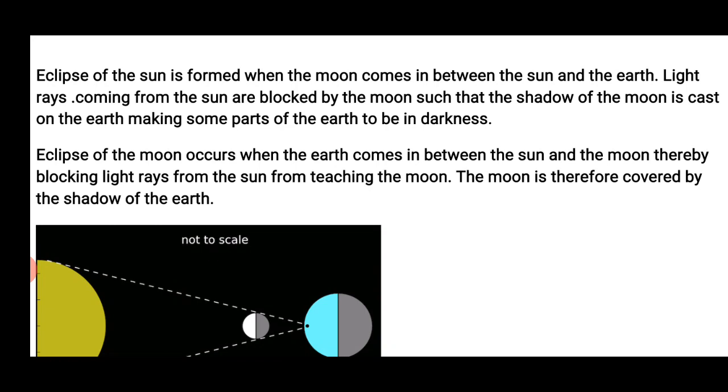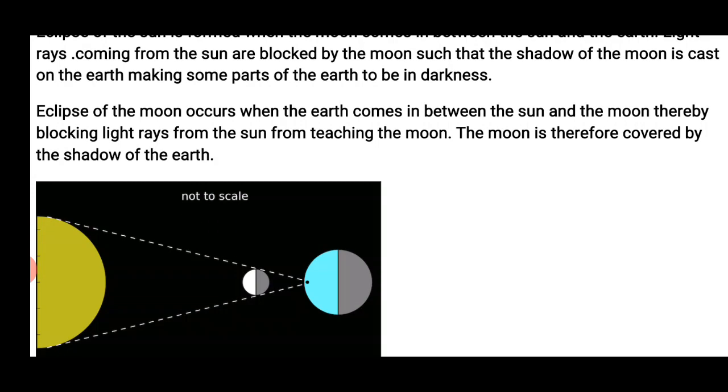So light rays coming from the sun are blocked by the moon such that the shadow of the moon is cast on the earth, making some parts of the earth to be in darkness. Then we also have eclipse of the moon. This occurs when the earth comes in between the sun and the moon, thereby blocking light rays from the sun from reaching the moon. The moon is therefore covered by the shadow of the earth.